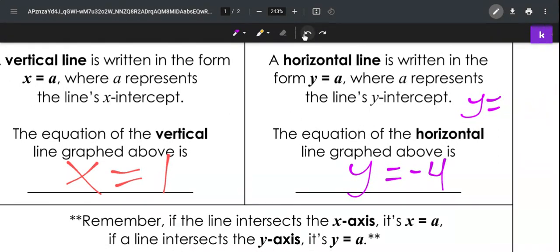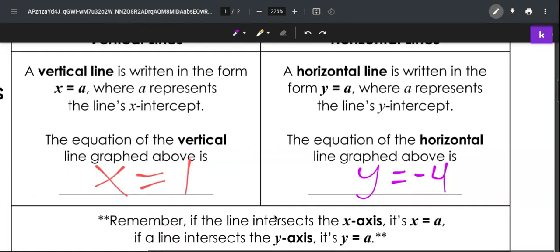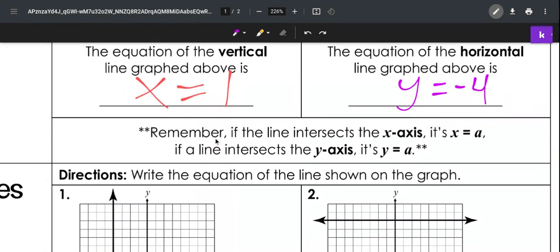All right, so x equals, and then there will be a number, or y equals, and then there will be a number. Now let's practice that. Remember, we can just make this note: if the line intersects the x-axis, it's x equals. If it intersects the y-axis, it's y equals.